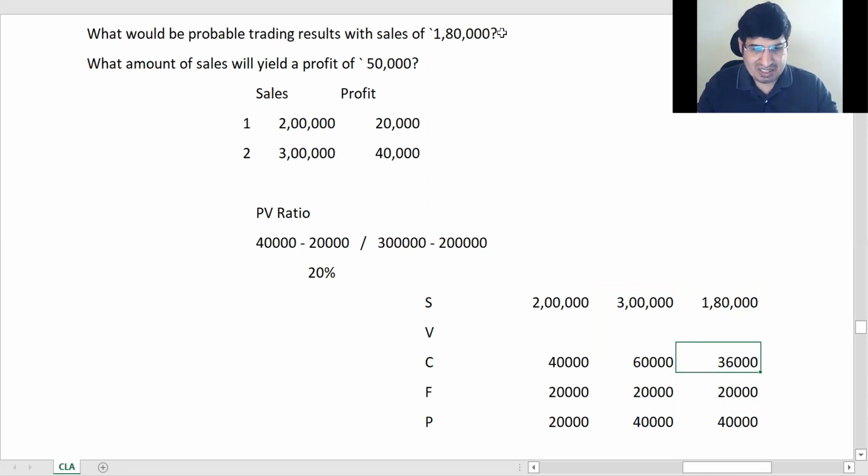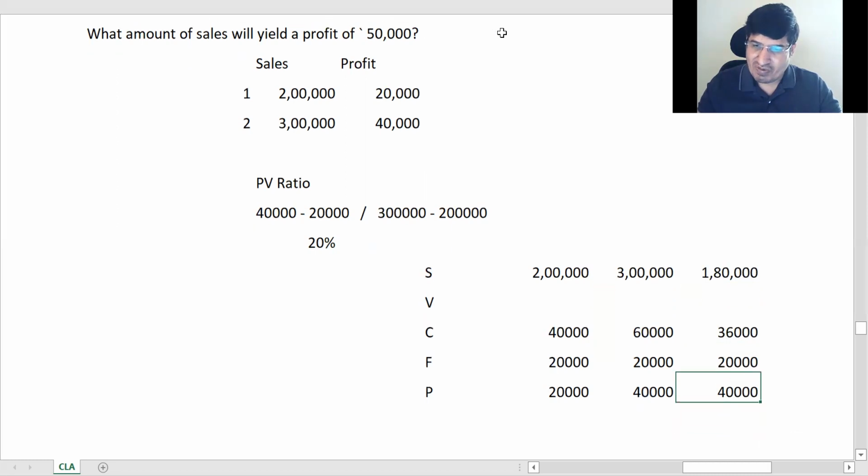Okay, sales is 1,80,000. 20% becomes contribution 36,000 minus fixed cost of 20,000. And profit will be different now. This profit I'll have to write here is 36,000 minus fixed cost of 20,000. That becomes 16,000. ठीक है, ये पार्ट समझ में आया मैंने क्या किया यहाँ करके?